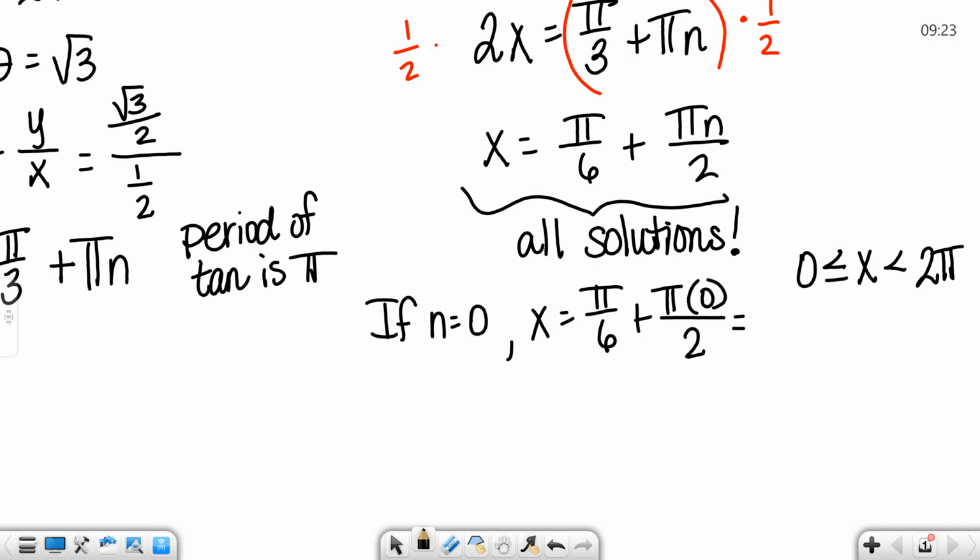So I don't even have to think myself through that. I could just do the arithmetic and I end up with pi over 6. So there's our first solution in that range.